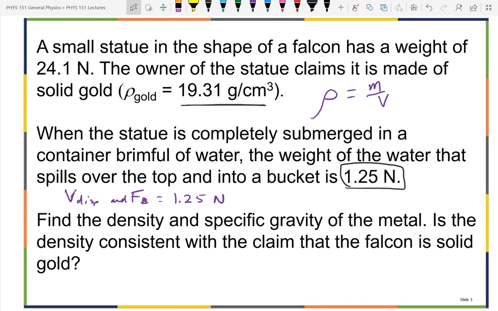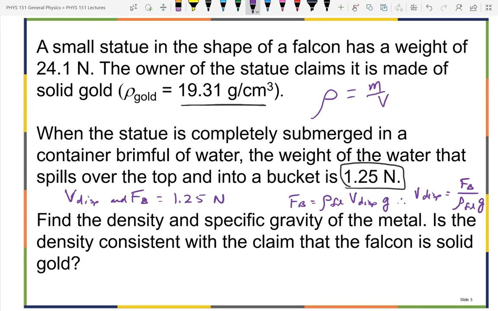So if it completely sinks, because you know gold is going to completely sink in water. Gold is more dense than water. What's the density of water? 1 gram per centimeter cubed. So the gold definitely sinks. Hence, the volume displaced, we know immediately the force buoyant is equal to the density of the fluid times the volume displaced times g. Therefore, the volume displaced is equal to the force buoyant over the density of the fluid times g. So I know the volume displaced based on the number they gave me.